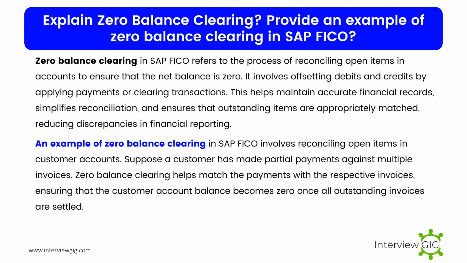An example of zero balance clearing in SAP FICO involves reconciling open items in customer accounts. Suppose a customer has made partial payments against multiple invoices. Zero balance clearing helps match the payments with the respective invoices, ensuring that the customer account balance becomes zero once all outstanding invoices are settled.